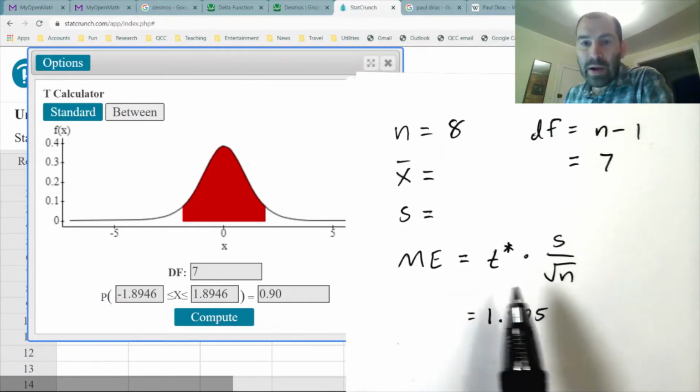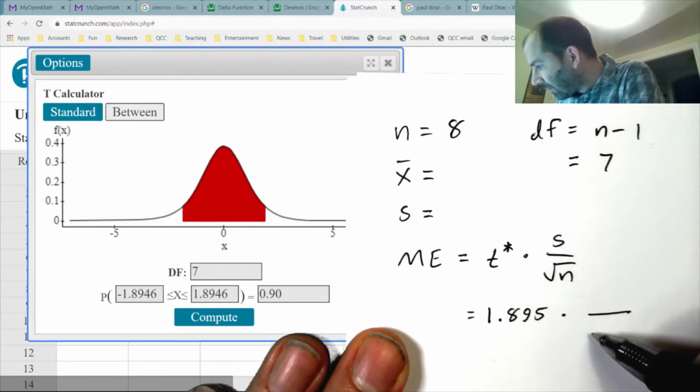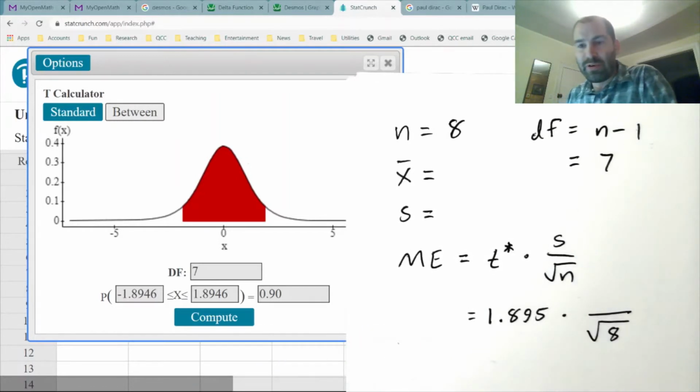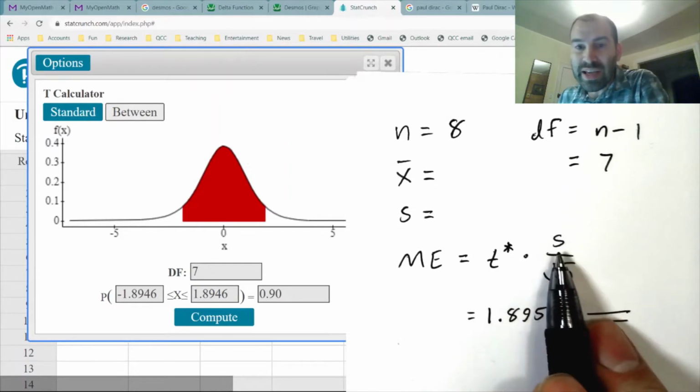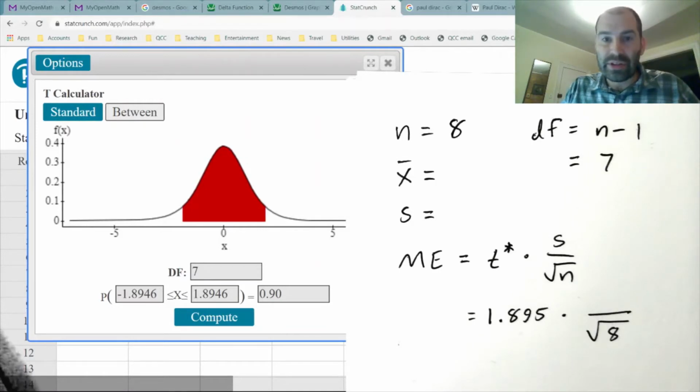Okay, now I'm going to multiply that by the standard deviation divided by the square root of the sample size, so that'll be the square root of 8. Right? But what's the standard deviation? How do we get that? Well, we can get that in StatCrunch.